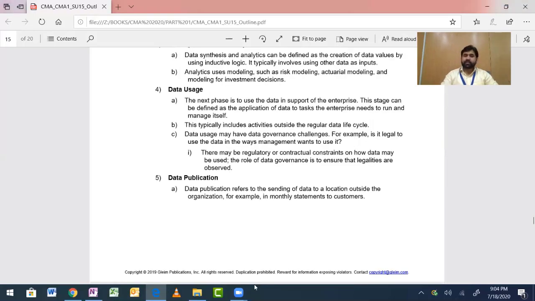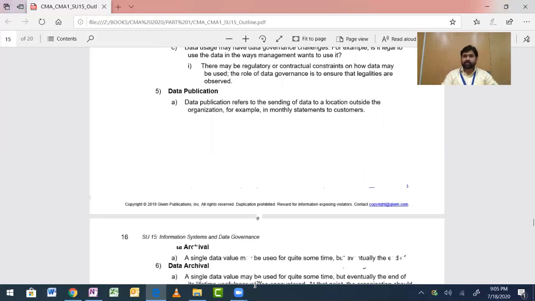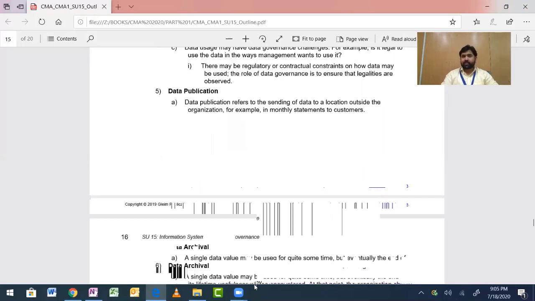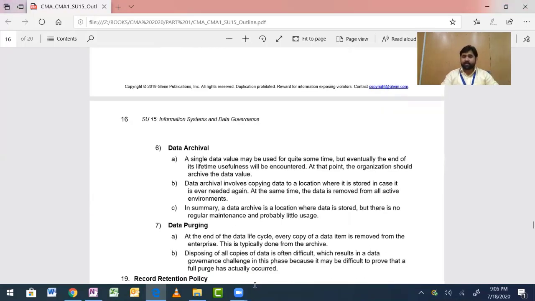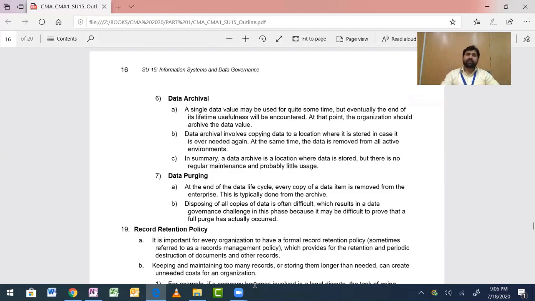Then data publication. Data publication refers to sending of the data to a location outside the organization. Fine. Monthly statements to customers. That is, you publish the data that you have got. Then data archival means how you are going to segregate this published data and keep it with yourself. Then data purging. At the end of the life, every copy of a data item is removed from the enterprise. This is typically done from the archive.